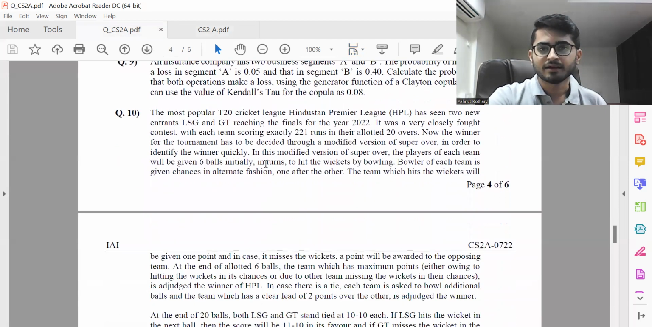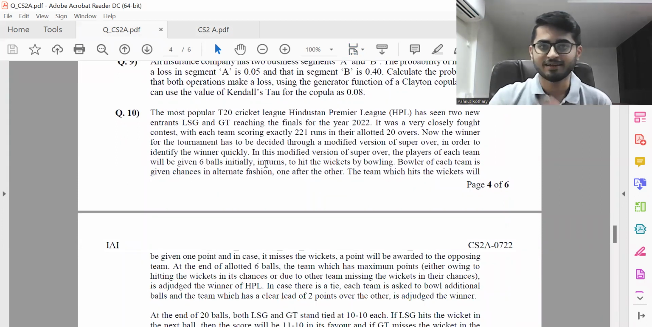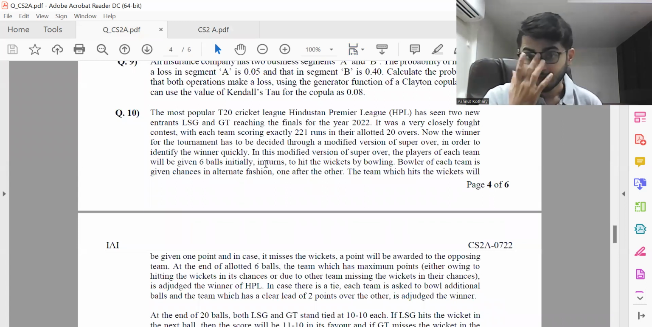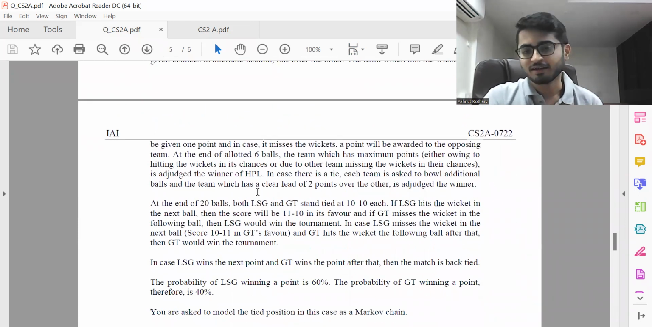Next, question number 10 is about something called the Hindustan Premier League, on the lines of the Indian Premier League. They have taken LSG, which is Lucknow Super Giants, and GT, which is Gujarat Titans. And what they have done later on is they have introduced something which we currently do not have.